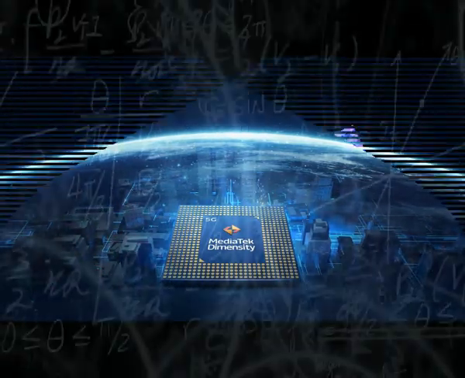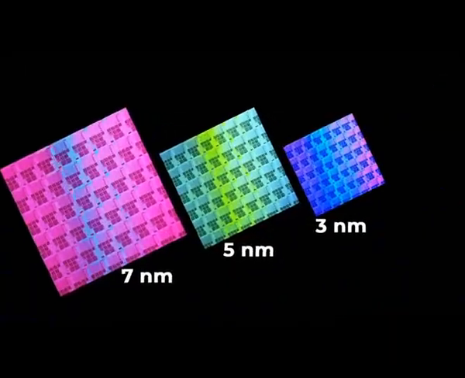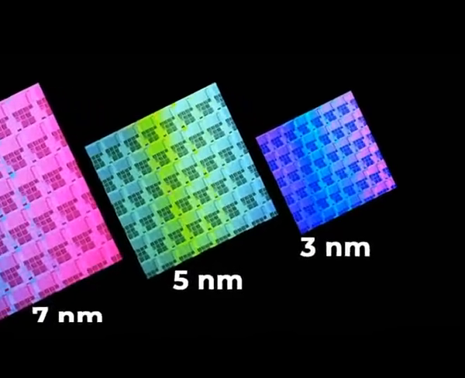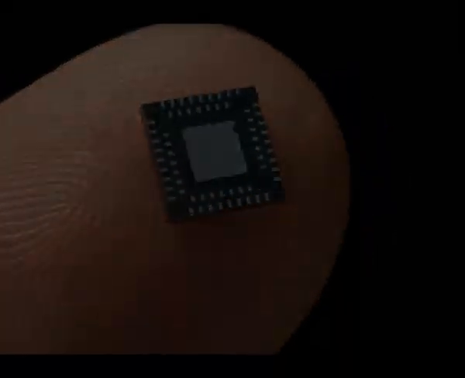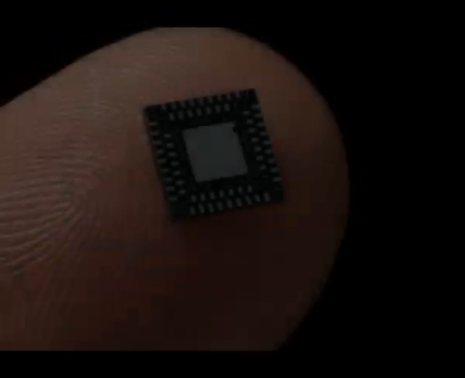5 nanometers and 3 nanometers technology. These technologies are currently the latest and most advanced IC manufacturing technologies that offer very high capabilities and smaller size.